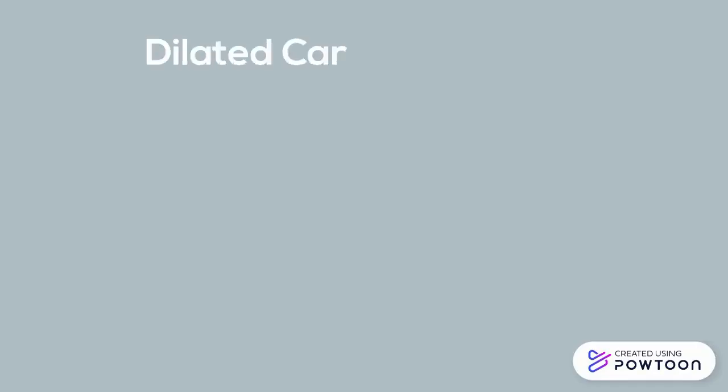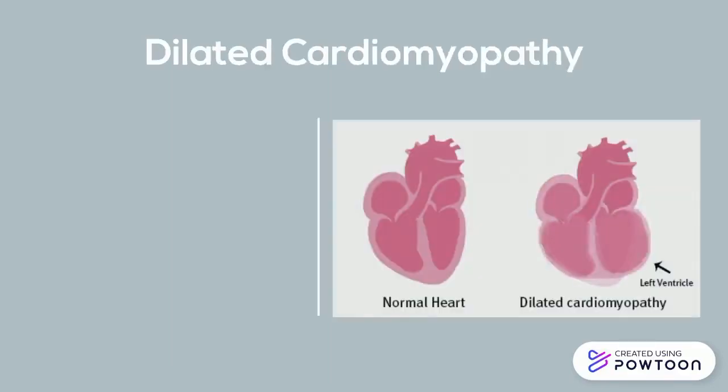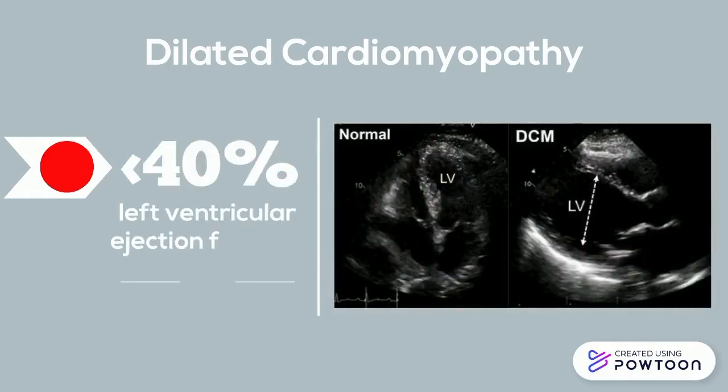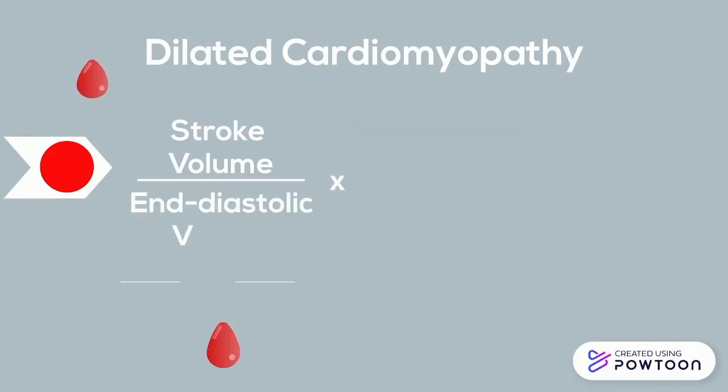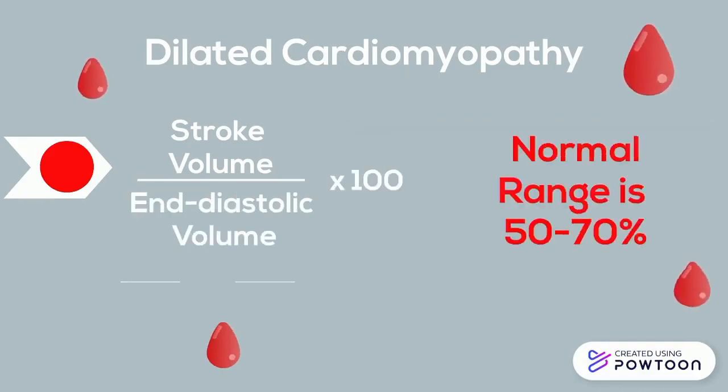Dilated cardiomyopathy has two conditions, one being the enlargement or dilation of one or both of the ventricles, though it normally starts in the left ventricle, and having a left ventricle ejection fraction of less than 40%. Left ventricle ejection fraction is when you take the stroke volume, which is your end diastolic volume minus your end systolic volume, divide that by your end diastolic volume and times it by 100. Normal range is between 50 and 70%.